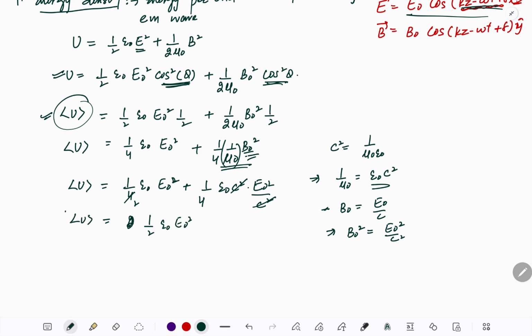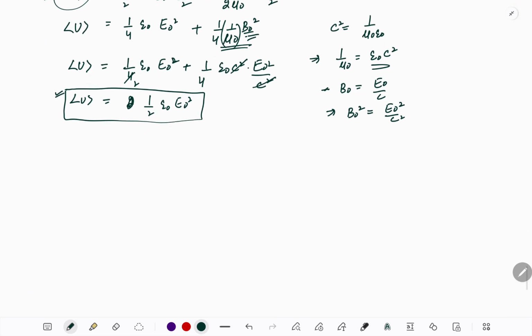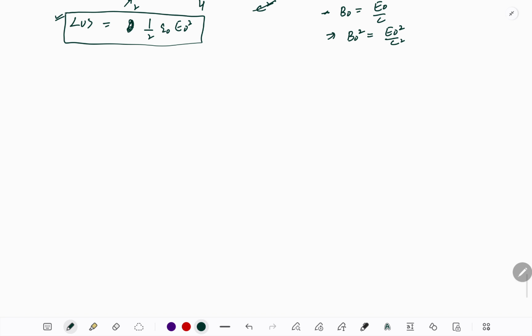So this is the average of the energy density that this electromagnetic wave carries in the unit volume. Let's say this is a unit volume. So let's move to the momentum density.